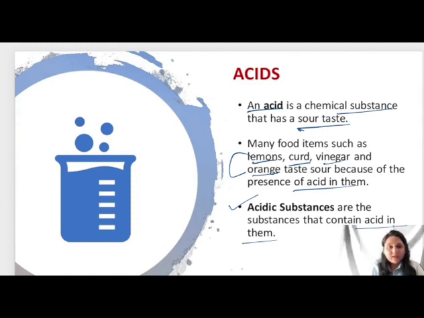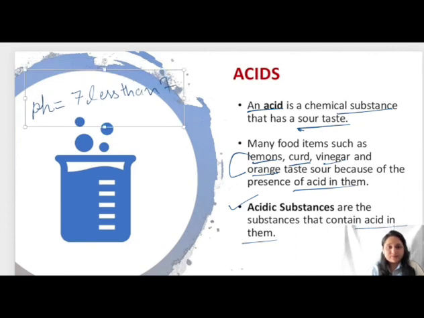Now there's one more point, and this is about pH. Any substance which has a pH of less than 7, we call an acidic substance. Okay, now let's move to the next part.